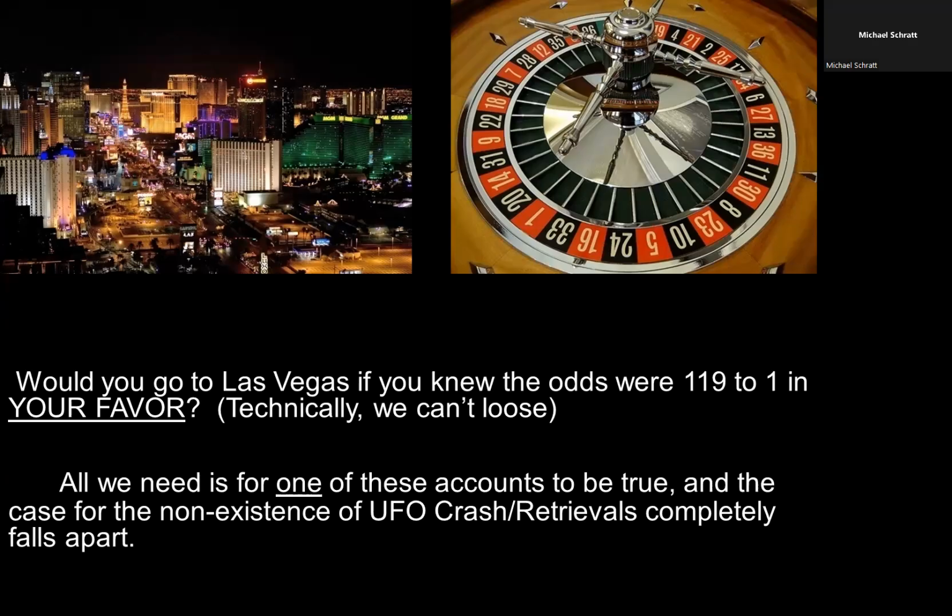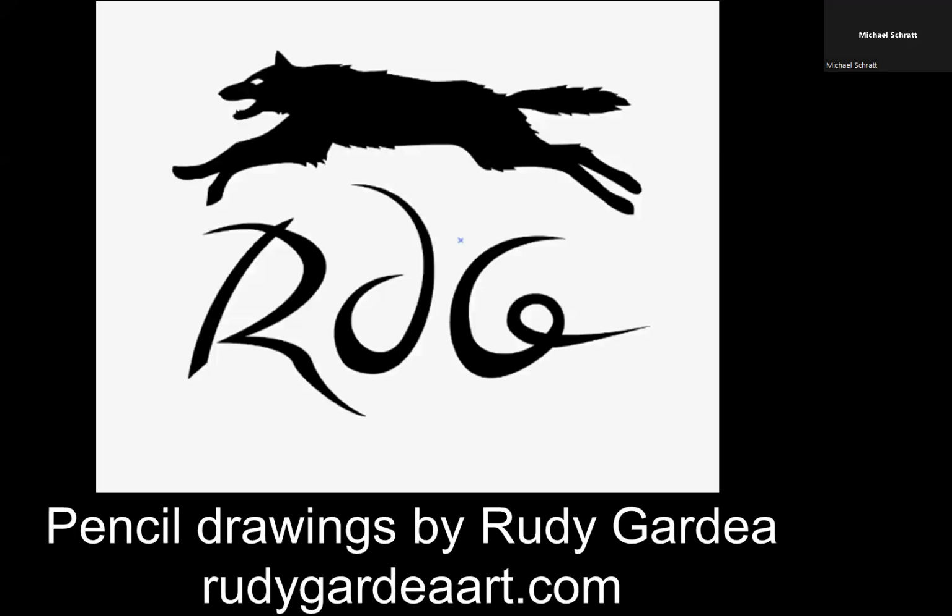If you went to Vegas today and there were 119 slots and you put 118 chips on there, you can't lose. You're going to win. That's all we need to win this battle. We only need one of these cases to be actually authentic. That's all we need. All right.